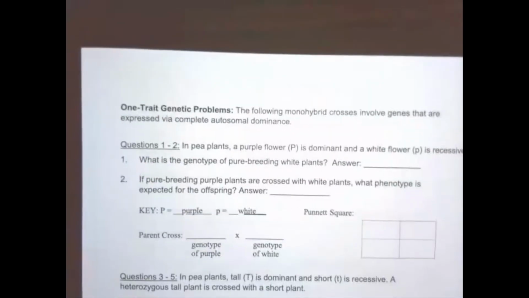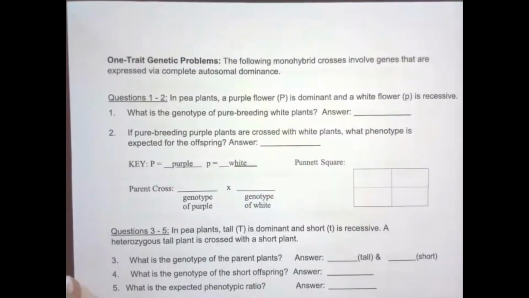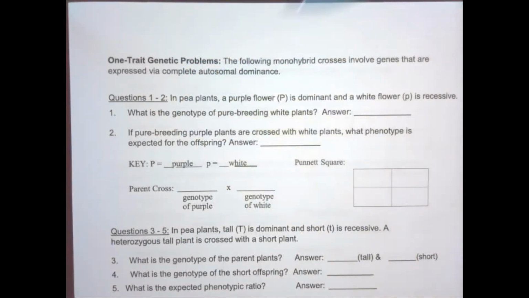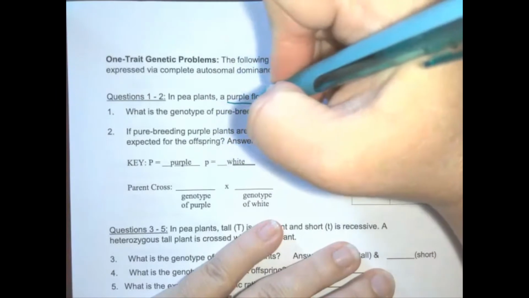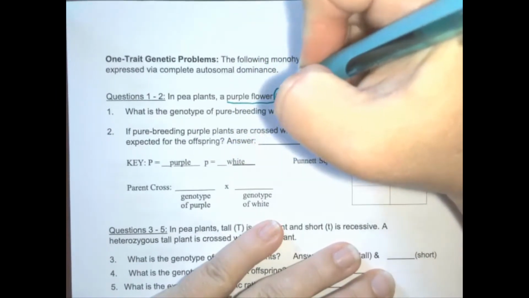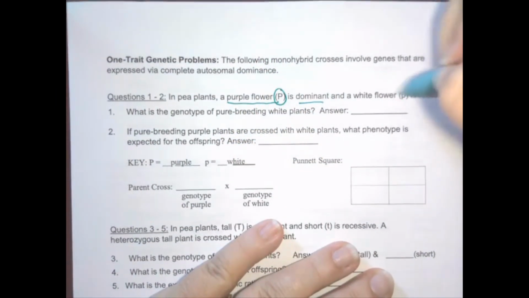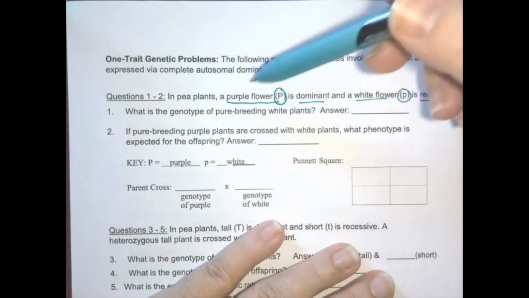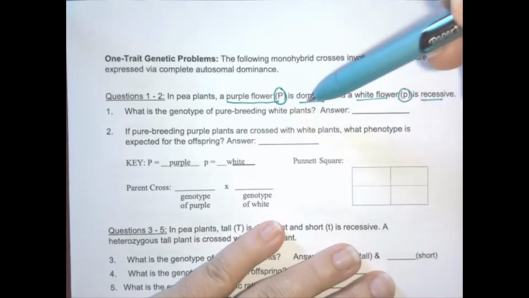Okay, so now I'm going to take a little break from my practice and we're going to come over here and look at your actual 1 trait cross questions. So I'm going to help you set up this first part right here. It says in pea plants, a purple flower. Okay, so we know purple flower, and it shows you right here, big P is dominant. And the white flower, little p, is recessive. Okay. What is the genotype of a pure breeding white plant?